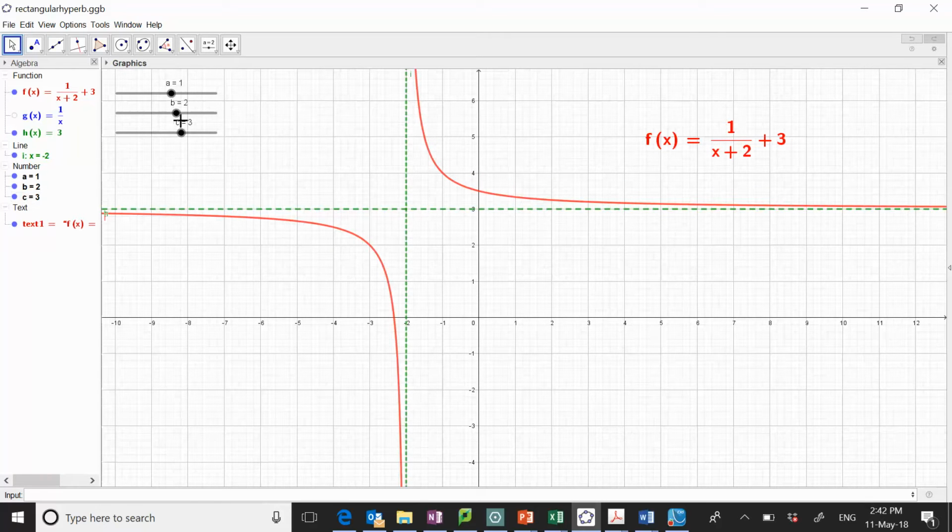You can see all you have to do for these graphs here is get the asymptotes correct. So 2 to the left, up by 3, draw the graph as it is. That's what I'm looking for.